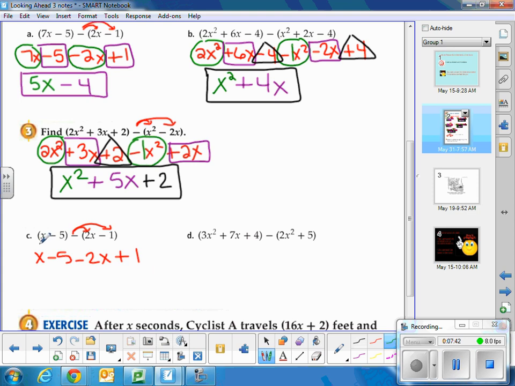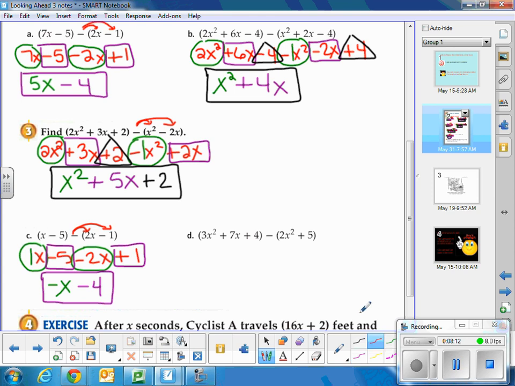Go ahead and combine like terms. This 1x is going to go with the negative 2x. 1x plus a negative 2x is a negative 1x, or just negative x. And then negative 5 and positive 1, when you add those together, negative 5 plus 1 is negative 4. Final answer, negative x minus 4.